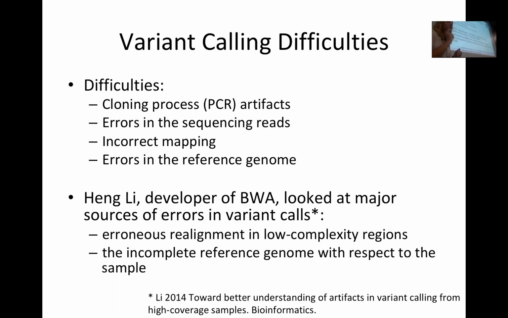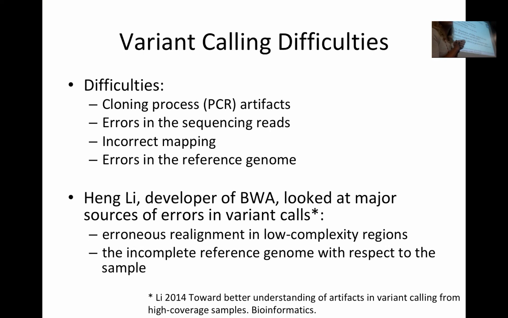And he concluded that the two biggest problems are, first, erroneous alignment in low complexity regions. A low complexity region might be where you have a whole bunch of T's, or you have AT, AT, AT, AT. It makes it very hard to align because you just don't have enough information. Anything that's repetitive or just generally doesn't have a nice random mixture of A's, T's, and G's can be a problem. And number two, the incomplete reference genome with respect to the sample.